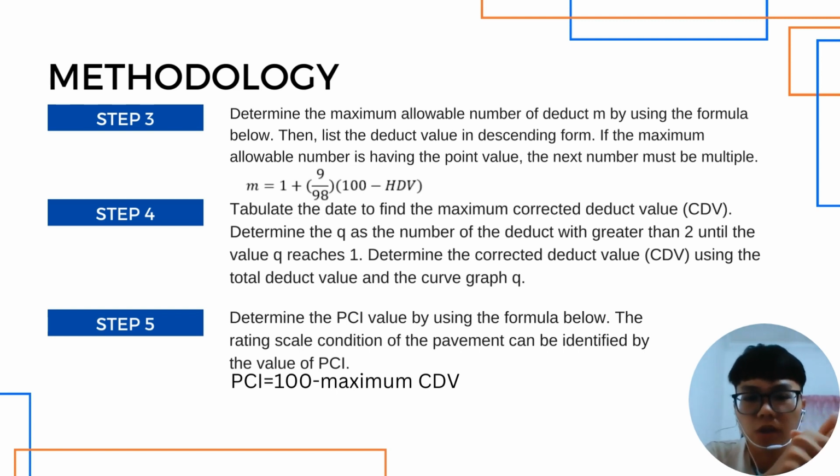Determine the Q as the number of deducts greater than 2 until the value Q reaches 1. Determine the corrected deduct value CDV using the total deduct value and the curve graph Q. And the final step, determine the PCI value by using the formula PCI equals 100 minus maximum CDV. The rating scale condition of the pavement can be identified by the value of PCI. That's all for my part, and I will pass to my group member for the next part. Thank you.